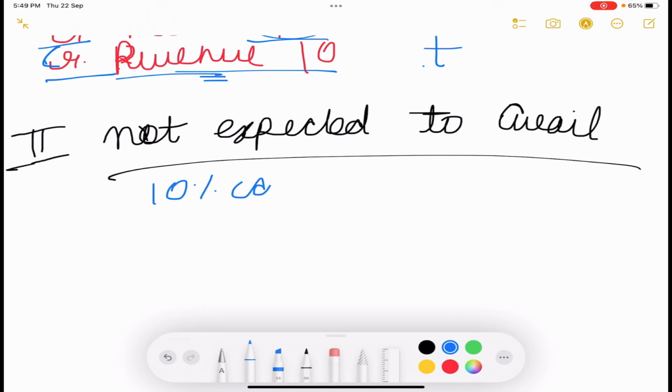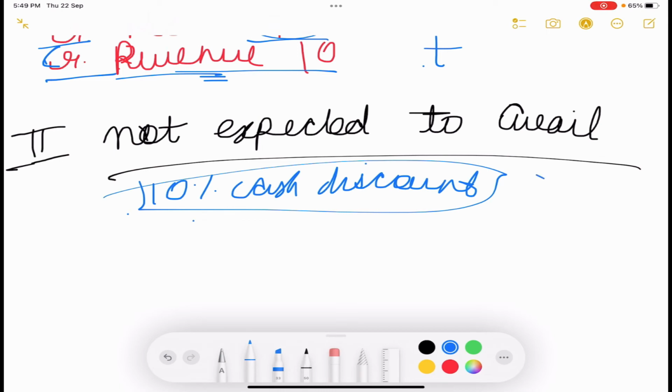10% cash discount is there. That's the, I'm just giving you like we have done. But this person is not availing this. Why? Because they never pay on time. So we are assuming. So what happens in such a situation?